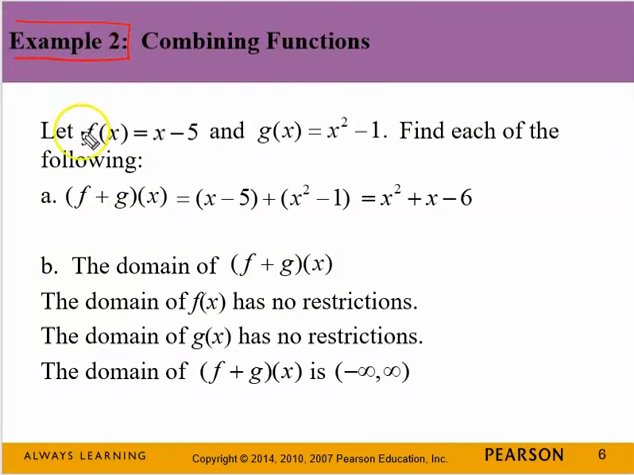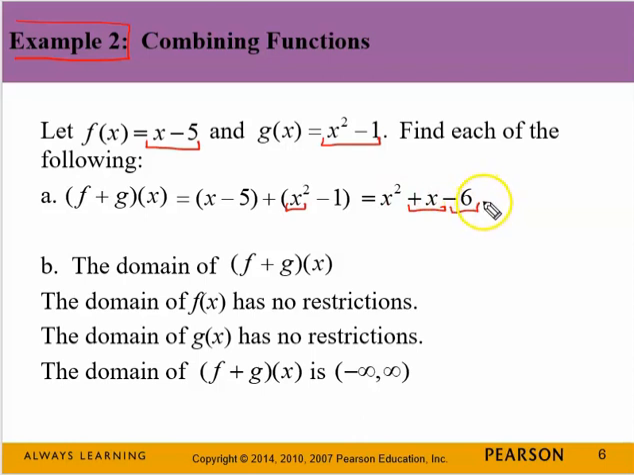Example 2. Here's our f of x function, and this is our g of x function. We want to find the following. What is the addition of these two functions? We're just going to remove the parentheses here and add them. So there's our x squared right there. Now we have an x right there. Now we have a negative 5 and a negative 1. That's a negative 6. So pretty straightforward.